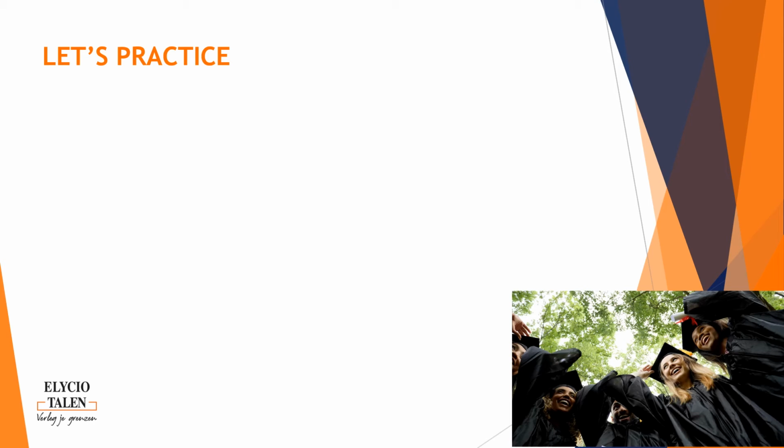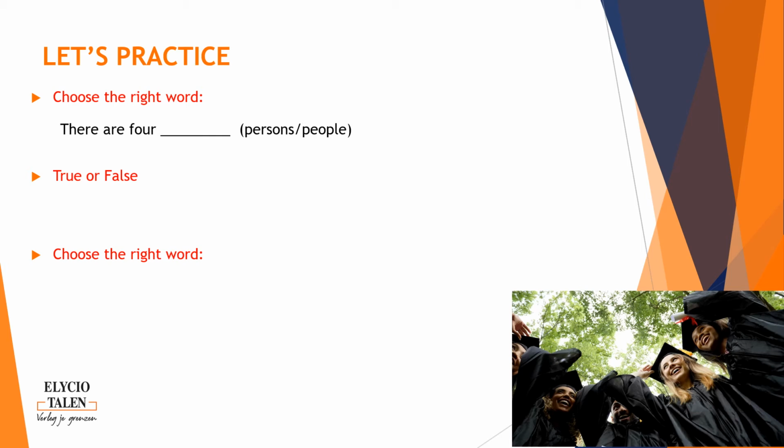Let's practice. And today we have 3 tasks. We need to decide what the right word is. We need to decide whether it's true or false. And we need to choose another right word. And here's the first sentence. There are 4 in my team. So we need to decide whether it's persons or people.